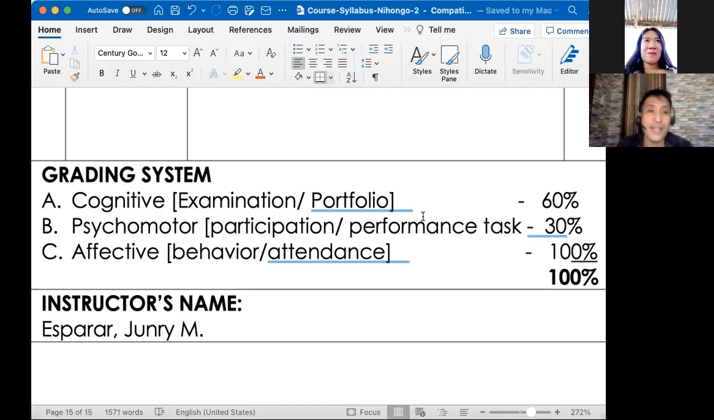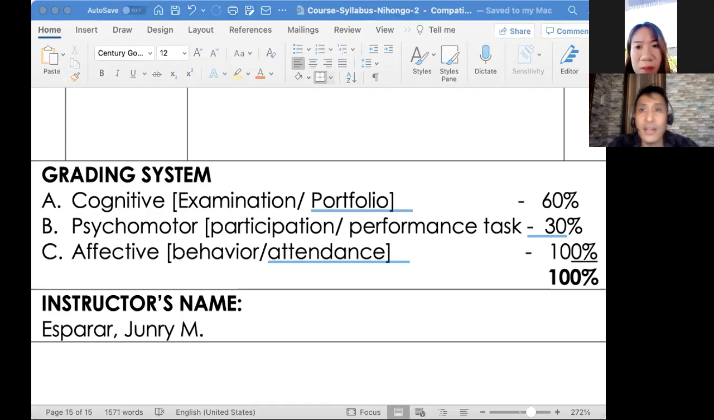What kind of messages do you post on Messenger? That's part of the behavioral aspect that we are rating here under the affective domain. And your attendance, I'm talking about your attendance on synchronous lessons. I gave you a link for the attendance here in the chat box. I hope you have already filled it out, especially since this attendance is part of our MOV. At the same time, it's part of the grading system.